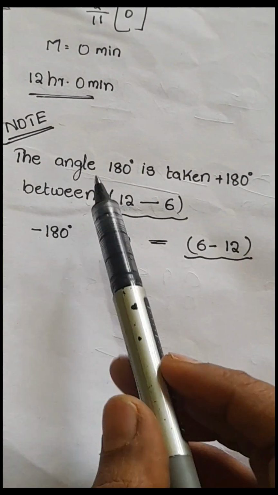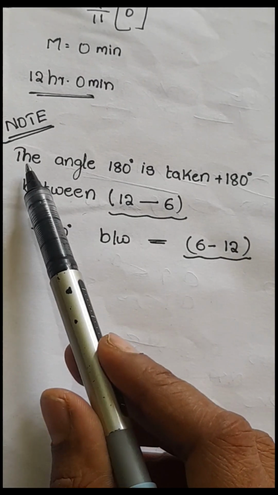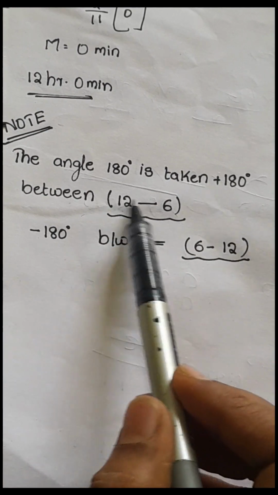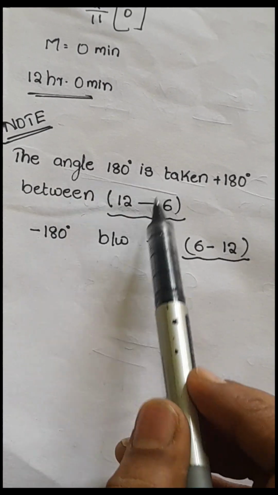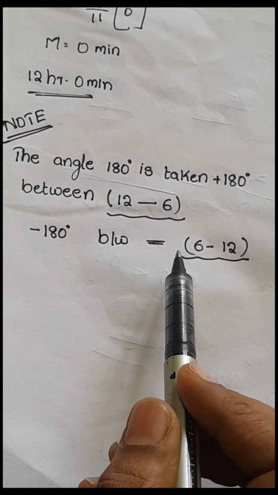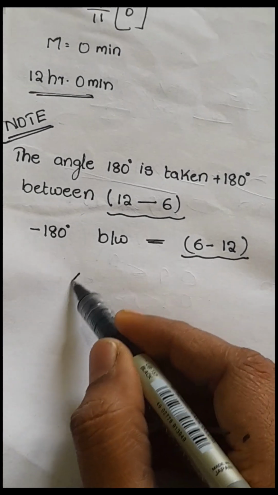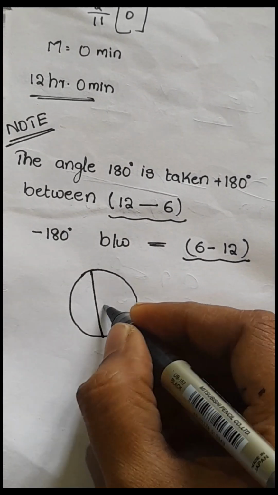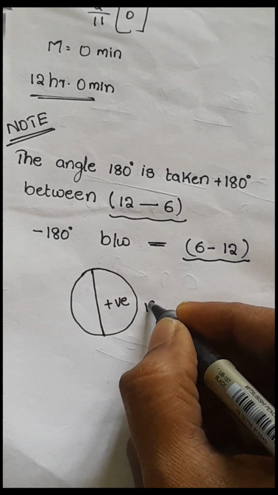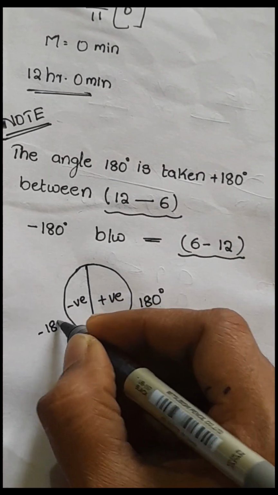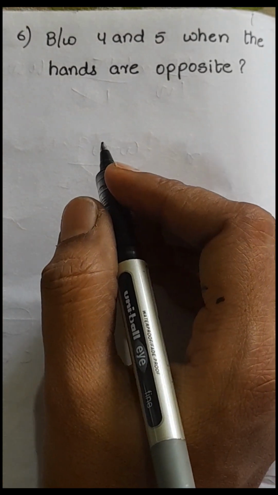Another point to be noted, in the above formula we have discussed, the angle 180 degrees should be taken positive when the time is between 12 to 6, and minus 180 degrees should be taken when the time is between 6 to 12. That is, when the time is positive, take 180 degrees, negative, take minus 180 degrees. Let us see two problems related to the note points.